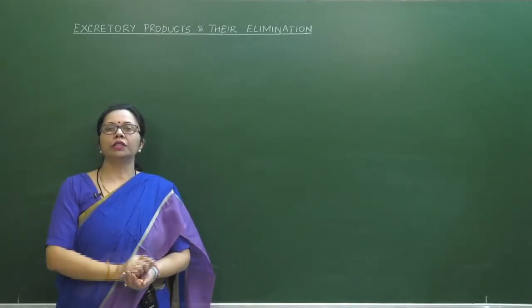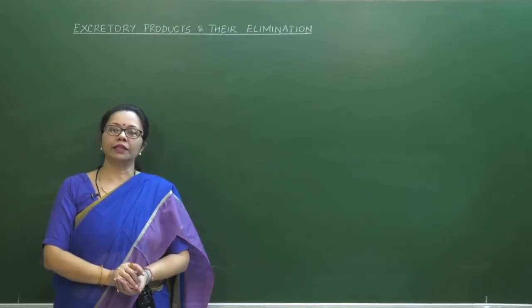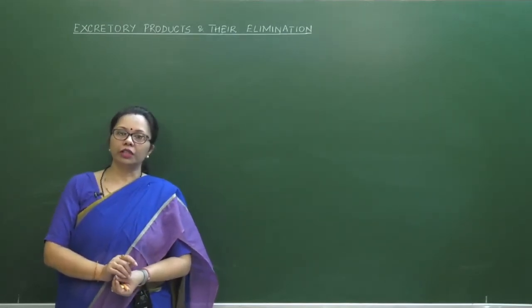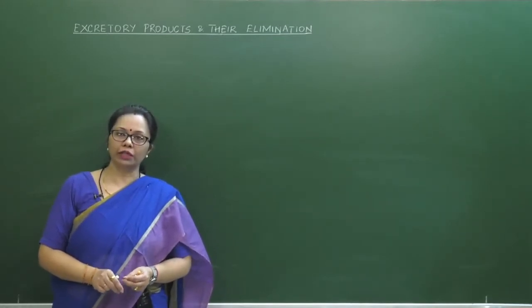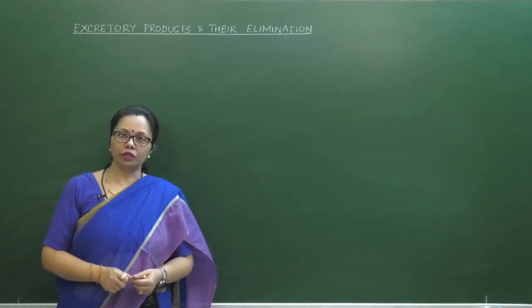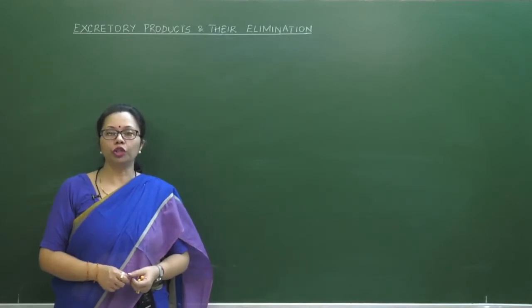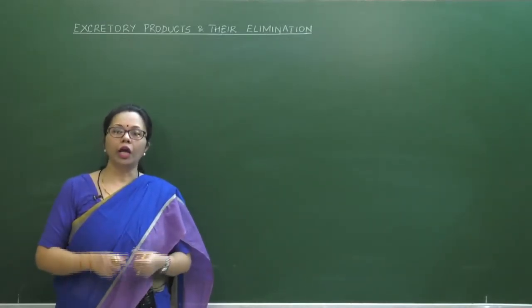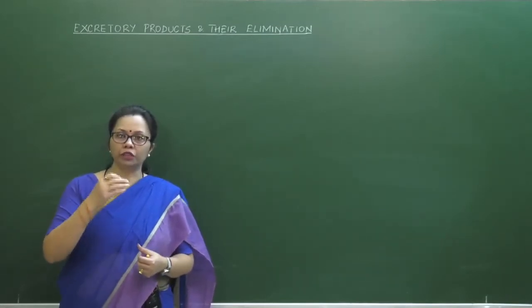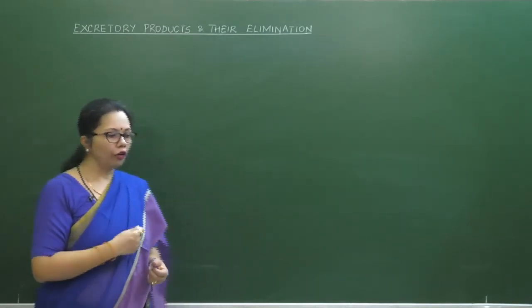So we continue with this topic, excretory products and their elimination. Yesterday we had discussed some of the important excretory products found in the animal kingdom, the various excretory organs, and of course we moved on to the human excretory system. So I had given you the structure of the nephron. Now let us take the various parts of it, the histology of the nephron.